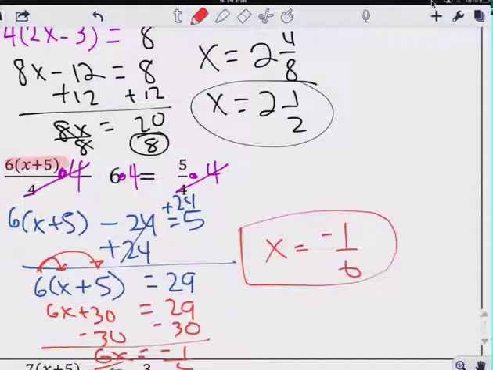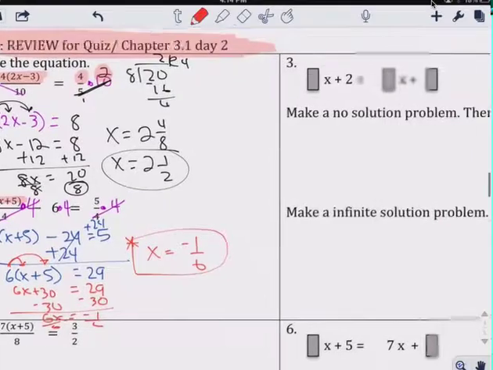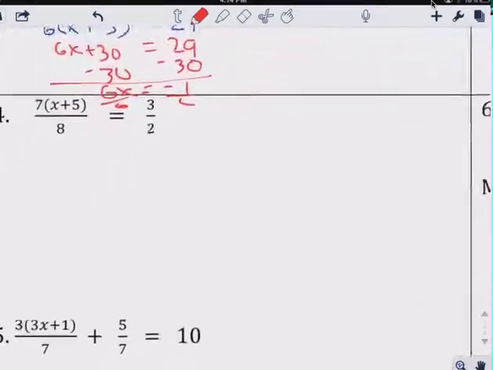When you divide on your calculator, you get a decimal. That's how you know you need to leave it as a fraction like this. Okay? The bottom one.